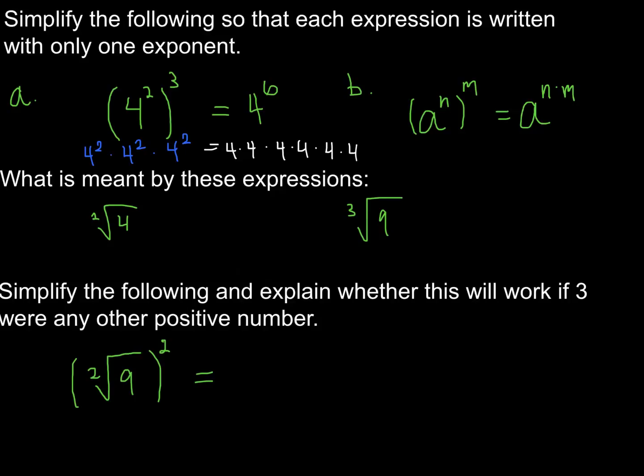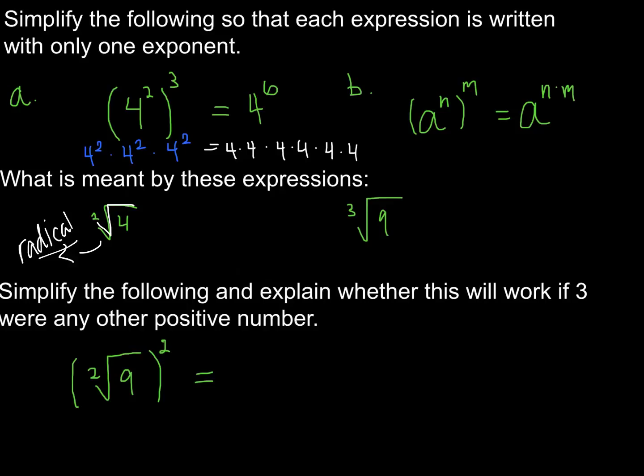Okay? Next, what is meant by these expressions here? So this would be the square root of 4, and I want to be really clear what that means. What do I mean when I say square root? What I mean is, what is a number that I can multiply by itself to get 4? And in this case, I only want to multiply that number by itself twice. So something times itself gives me 4. So this is what's called the square root. This here is what's called a radical sign.